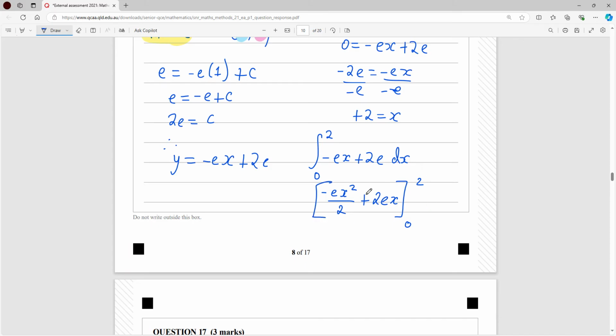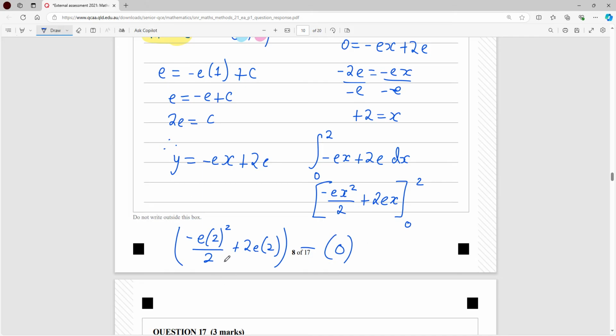Now if I substitute in the 2, it will give you a number. But if I substitute the 0 into either of these terms, it's just going to disappear. So I'm just going to substitute the 2 in just to save working. But this is what would actually happen still. So negative e, 2 squared over 2 plus 2e times 2. Then you would have a minus 0 when you substitute that bound in, okay?